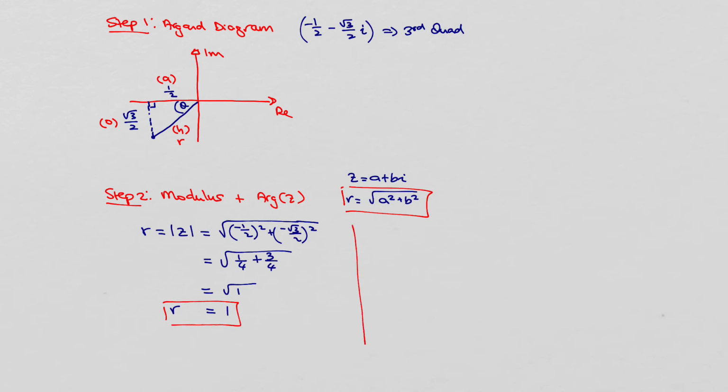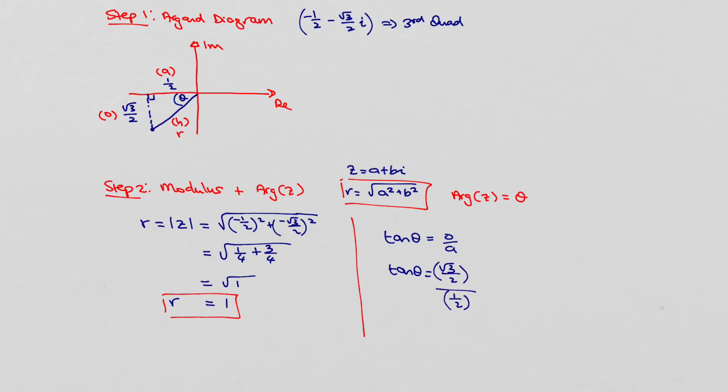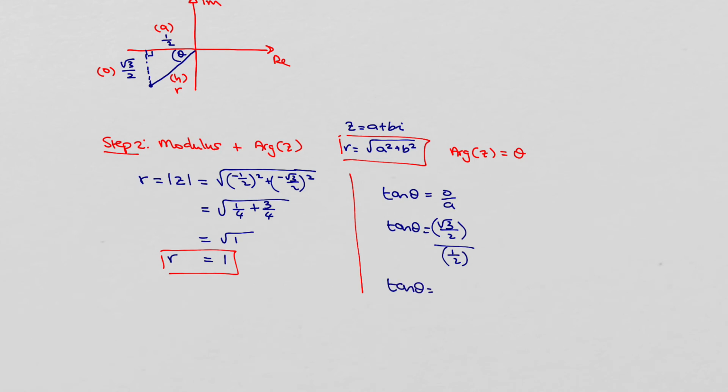The argument then can be found by getting tan. So we can see we have the opposite over the adjacent. So we can say that tan theta is equal to root 3 over 2 divided by a half. If I'm dividing by a fraction, I'll turn that upside down and multiply, which gives me root 3. So of course we get tan inverse of root 3, and tan inverse of root 3 is 60 degrees, or if we're working in radians, that would be pi over 3.